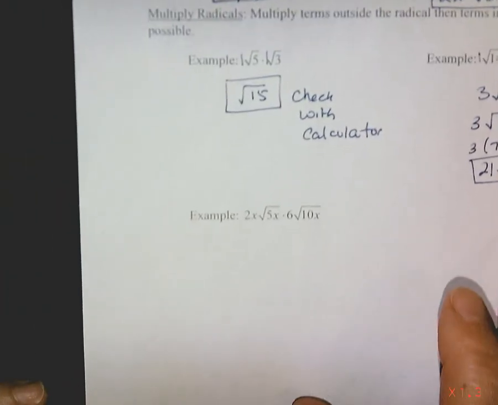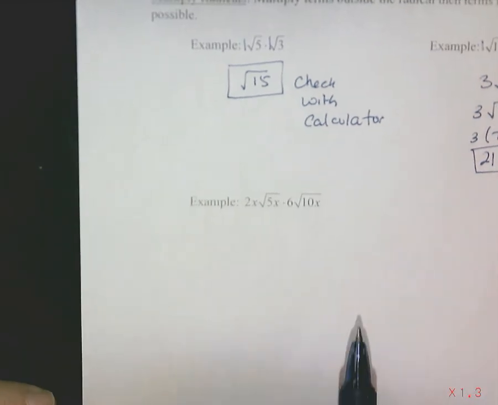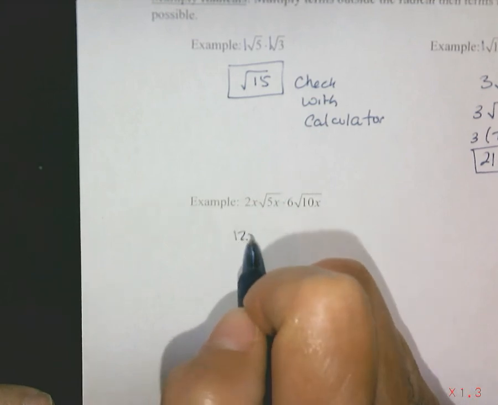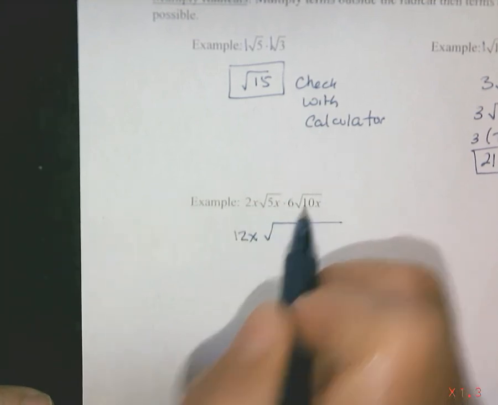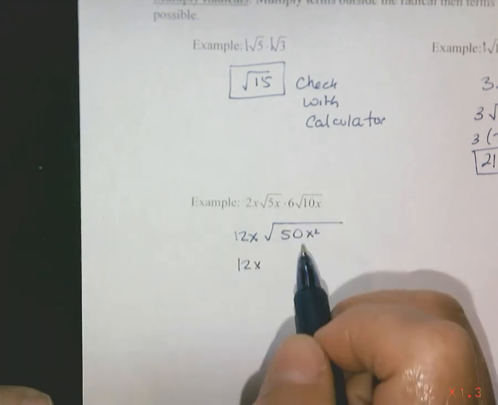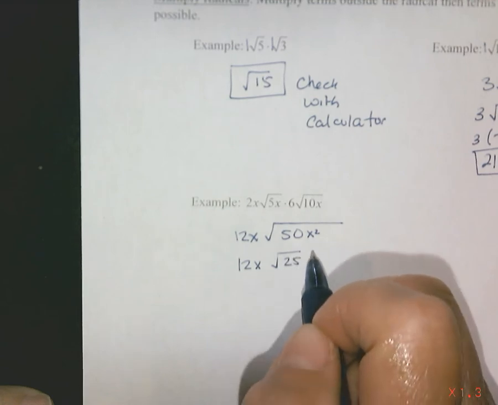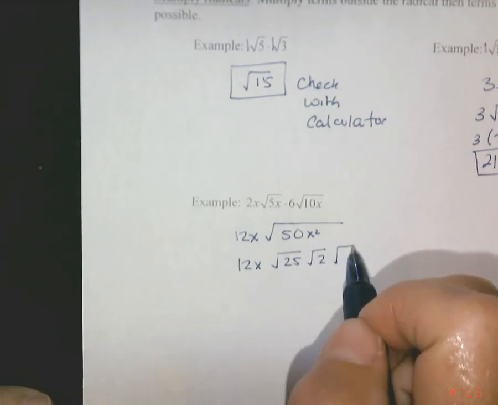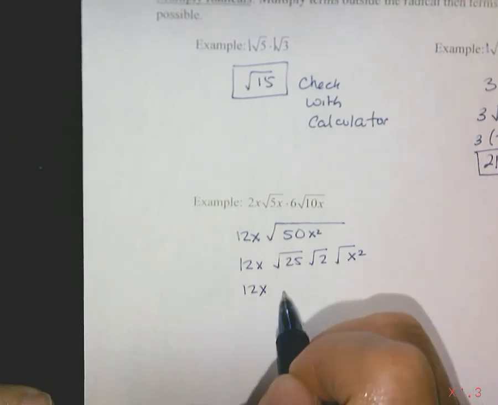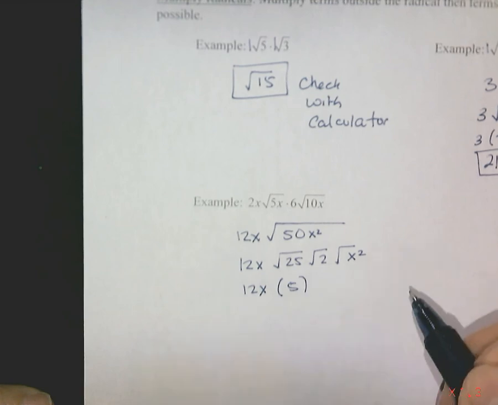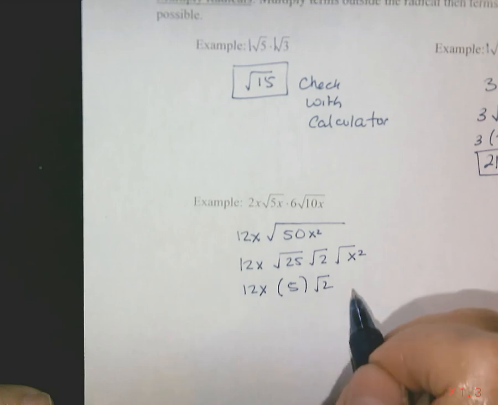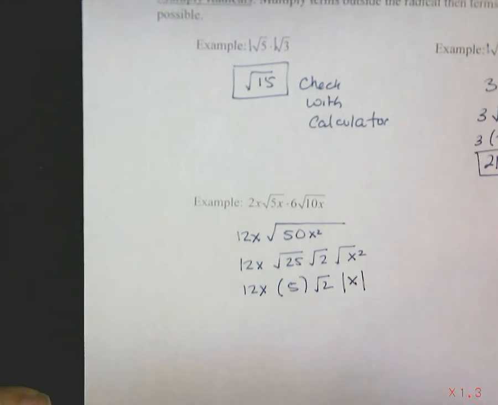Okay, then I'm going to go to a more complicated one, but it's still the same process. I multiply outsides together, so 2x multiplied by 6 is going to be 12x. 5x multiplied by 10x is 50x squared. So I'm going to break up this 50 into 25 times 2, and write the square root of x squared. So now I can break everything up. Square root of 25 is 5. Square root of 2 stays where it is. And the square root of x squared is absolute value of x.